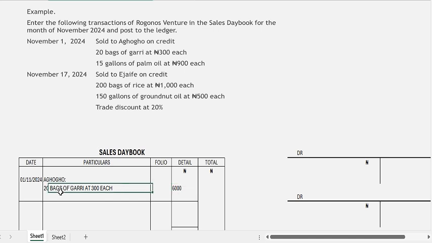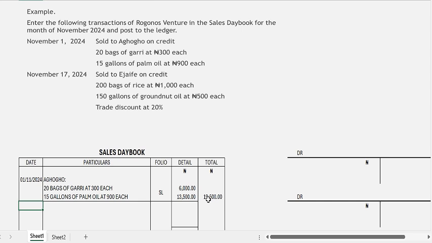Then the next one is 15 gallons of palm oil at 900 each. So here we write 15 times 900 is 13,500. This one is talking about sales, so it's going to the sales ledger. So add these two together, 6,000 plus 13,500, we have 19,500. So that is it for the first date.